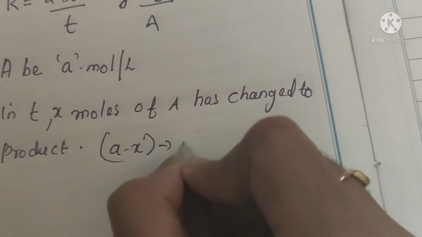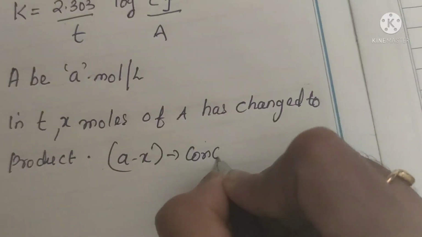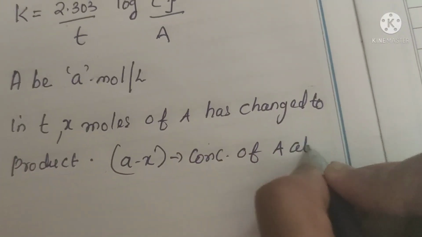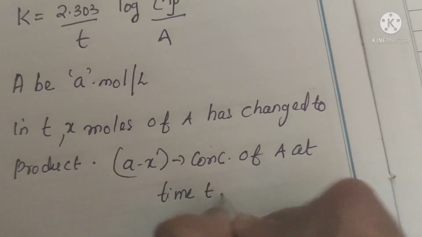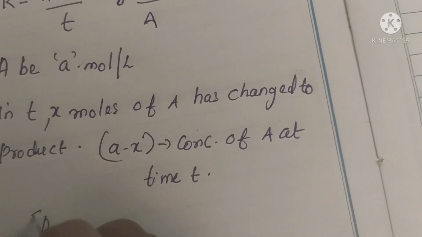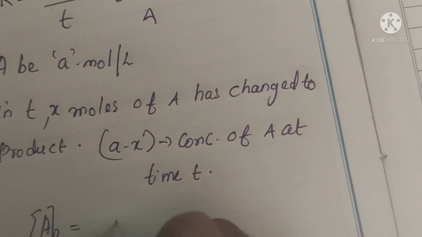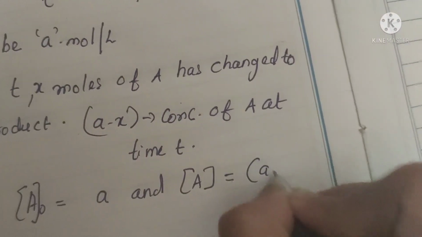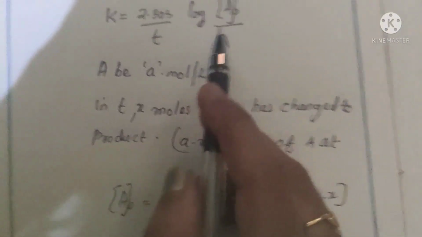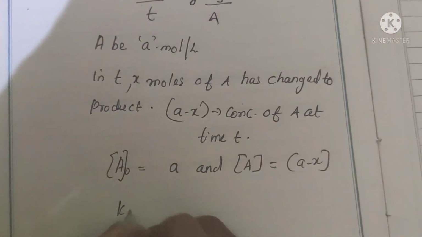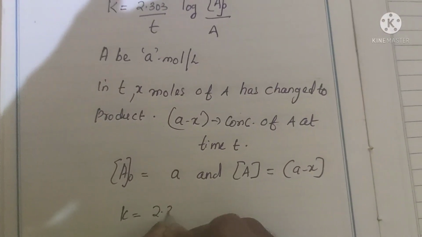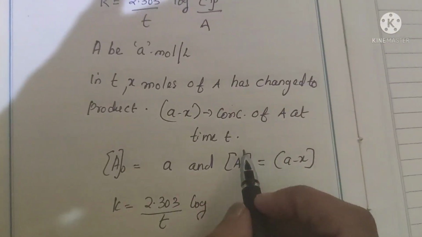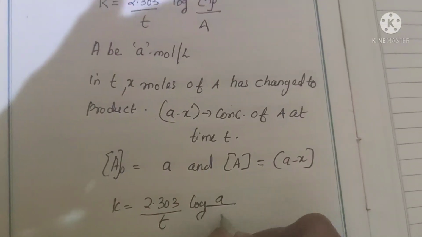Therefore, [A]0 equals a and [A], the molar concentration of A, equals a minus x. Then substituting these values in this equation, we get k equals 2.303 by t log a divided by a minus x.